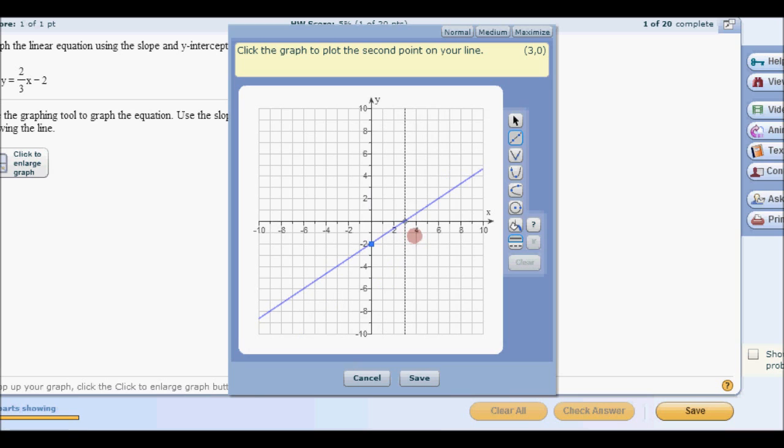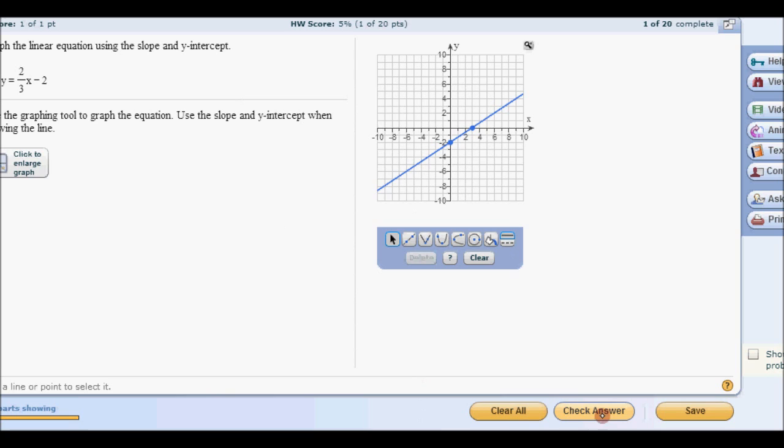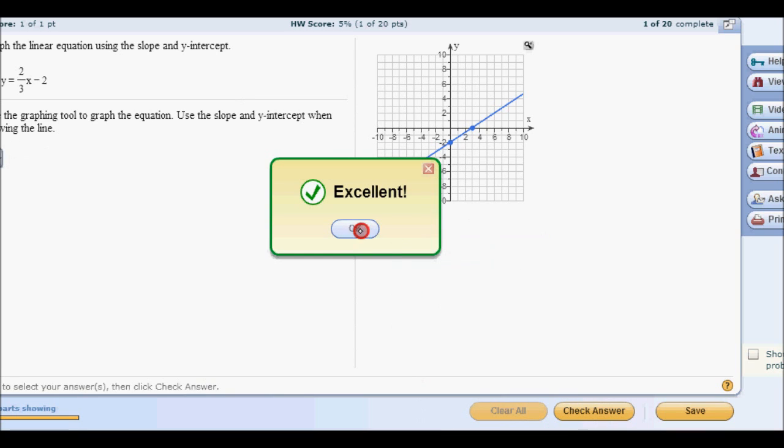Look up in the upper right-hand corner there. You can see you're at the point (3, 0). Hit that second point, draws a line for us. Hit save, hit check answer, and we're good to go.